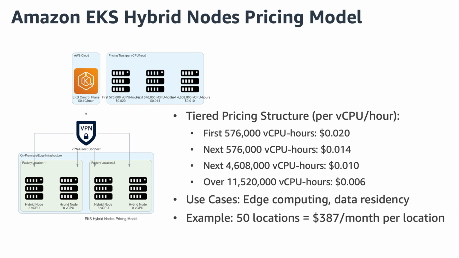This tiered pricing makes hybrid nodes increasingly cost-effective at scale. For example, if you have 50 edge locations, each with 3 nodes and 8 vCPUs, your monthly cost would be approximately $387 per location. The more locations and compute you have, the better the per unit economics become.